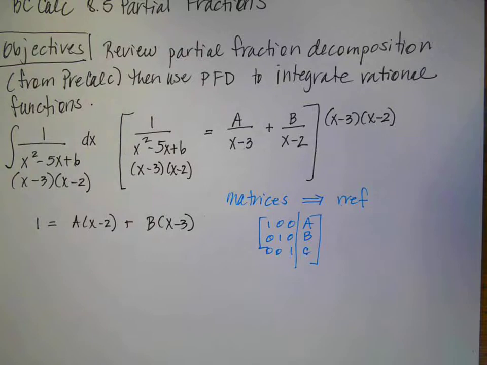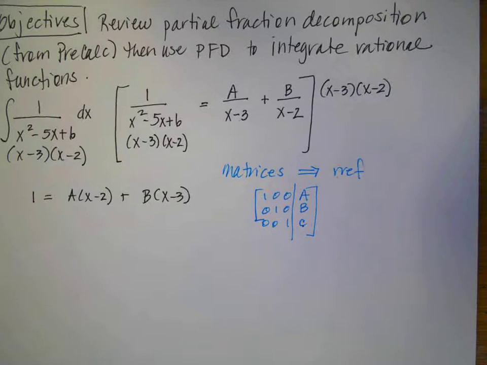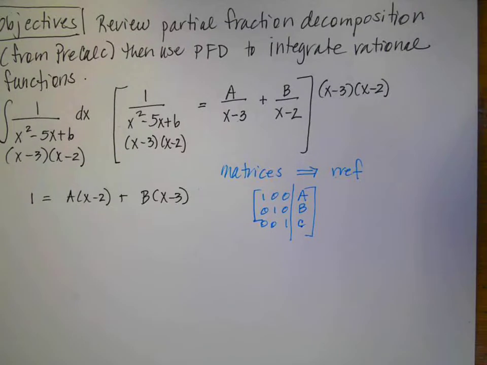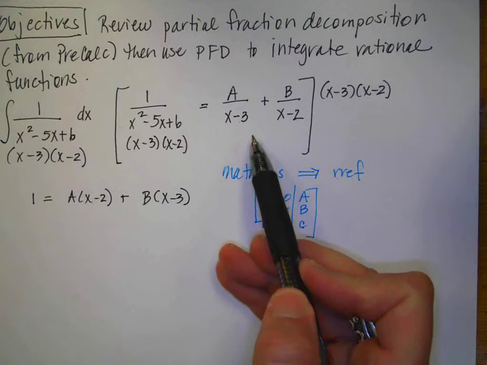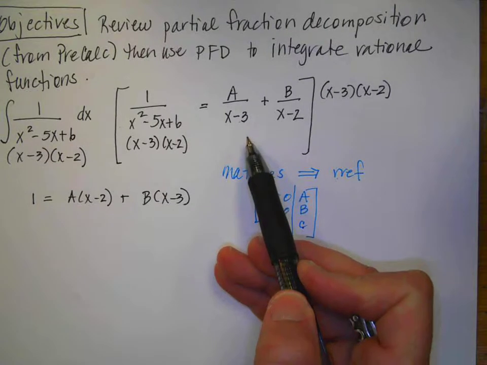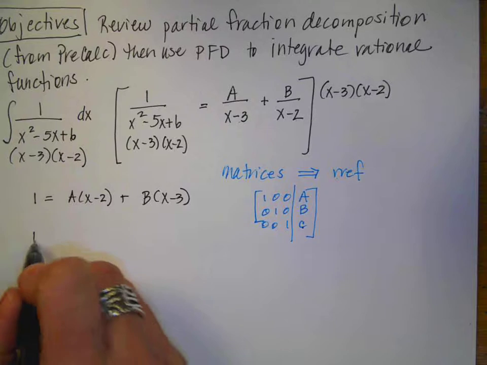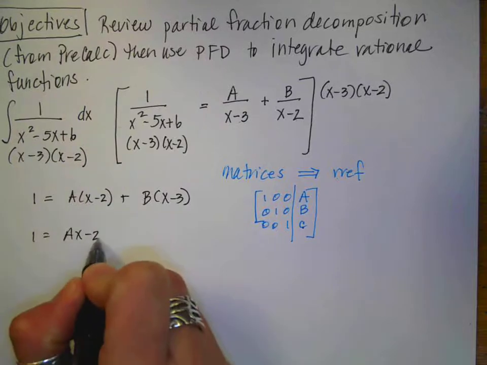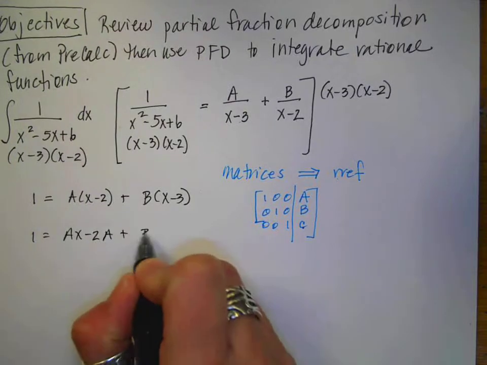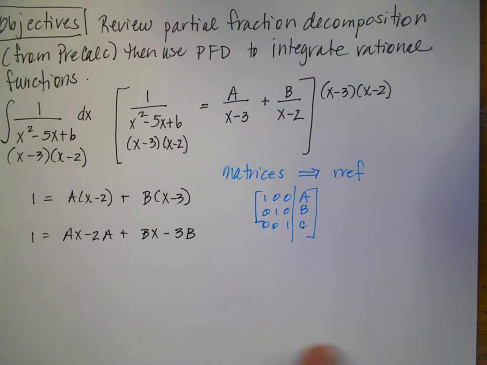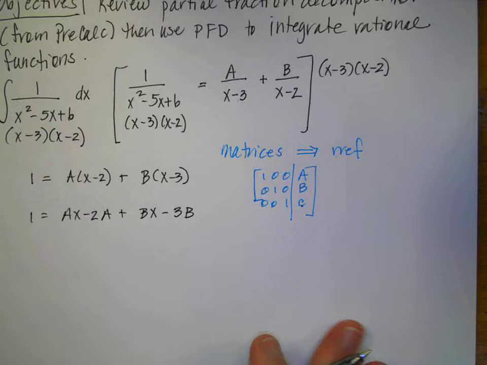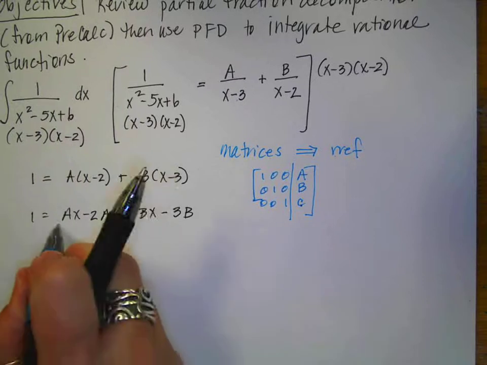So sometimes it's more efficient to solve the system by hand. I have an example like that today. But for right now, I'm going to remind you how to do this with matrices, because sometimes when I split up my fractions, it gets to be quite entertaining. So I'm going to write Ax minus 2A plus Bx minus 3B. And so if you'll remember when we do this, I'm going to group like terms together.